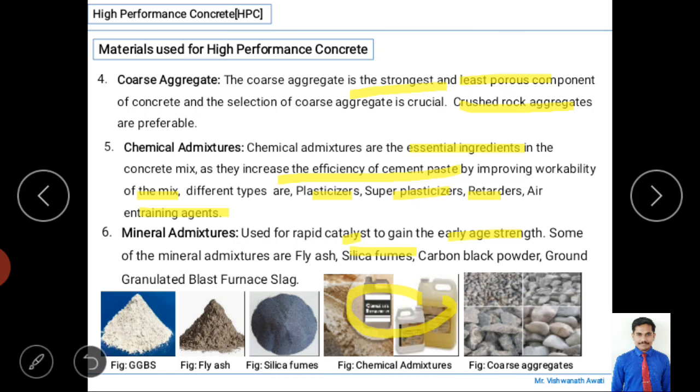So if we see some of the mineral admixtures, fly ash. We studied what fly ash is, right? It is one of the byproducts of a thermal power plant. In a thermal power plant they use coal as a fuel to heat the water. After heating the water they generate steam, and from the steam they rotate the turbine, right? So after burning huge amounts of coal, finally we get ash. That kind of ash is called fly ash.